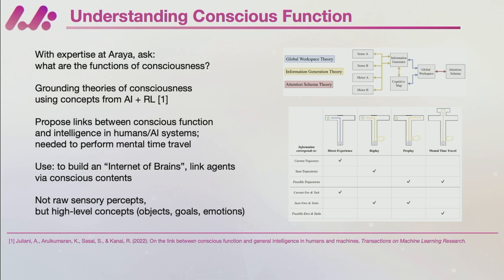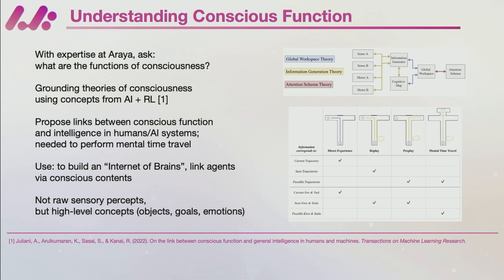So these are three theories that explain different aspects of consciousness that we thought can work cohesively and actually have functions towards intelligence. What we did is we proposed some links between these theories, which we think can relate to functional abilities and intelligence in humans and also AI systems. So we think this could be a general framework.